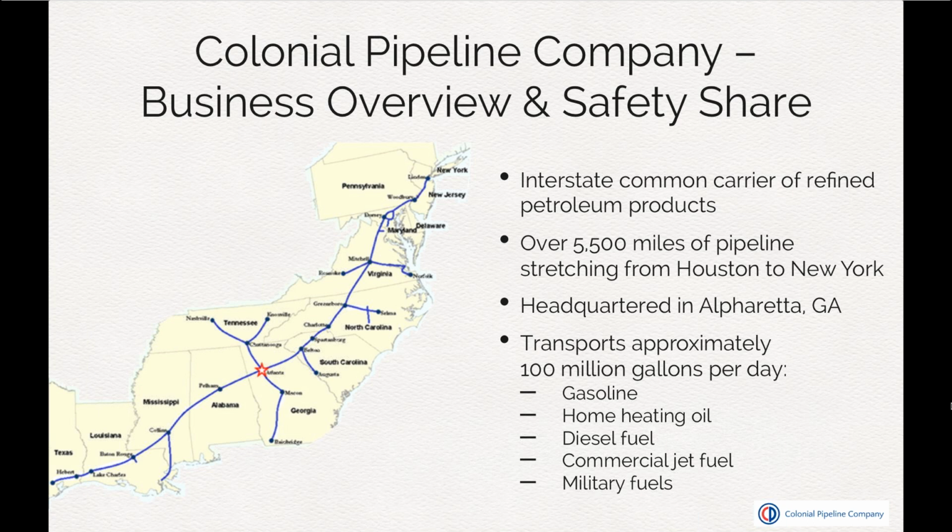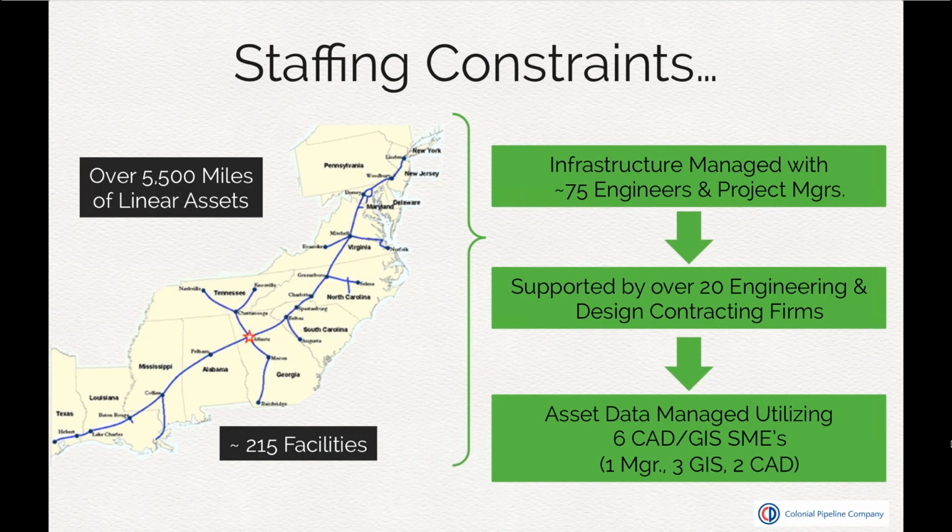I won't spend a lot of time on this. I just want to make you aware of the data set that we are working with. We are somewhat unique in that I don't have a CAD department per se. Much of the project management, engineering, drafting is handled by external contractors, one of which happens to be sitting here with me. And just to give you an idea, regarding the infrastructure within Colonial in regards to engineering, we have approximately 75 engineers and project managers stationed throughout our system. They're supported by over 20 engineering and design contracting firms.